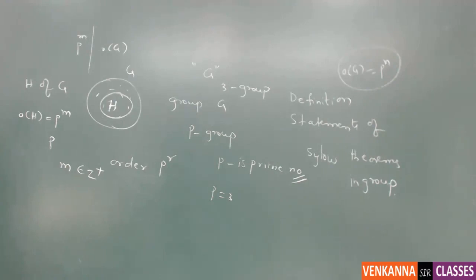Again, take an understanding of the result. I have taken a group G. P is a prime number, M is a positive integer. If P power M divides the order of G, then you can find a subgroup of the group. The subgroup order is P power M.